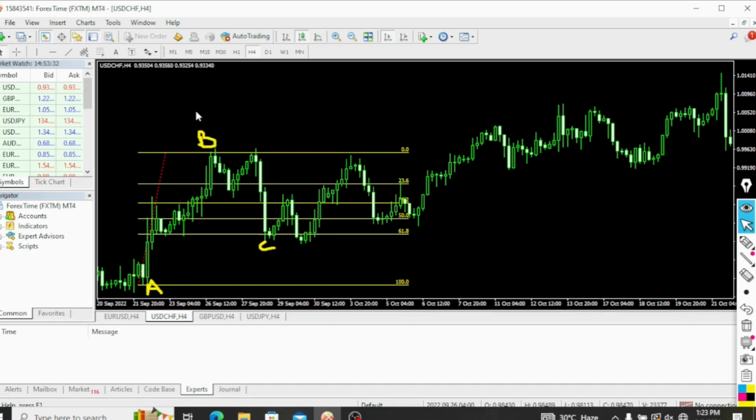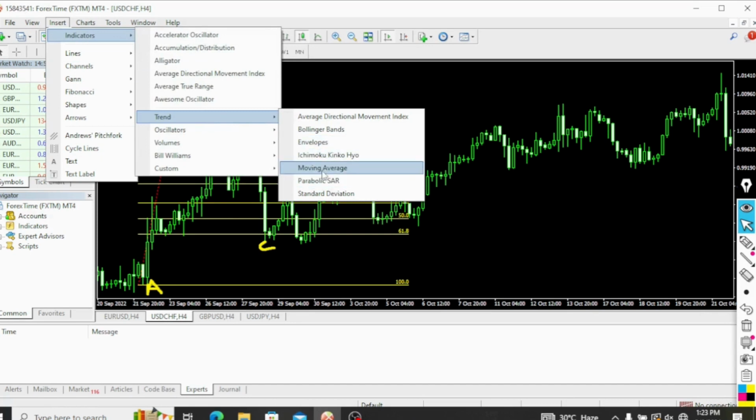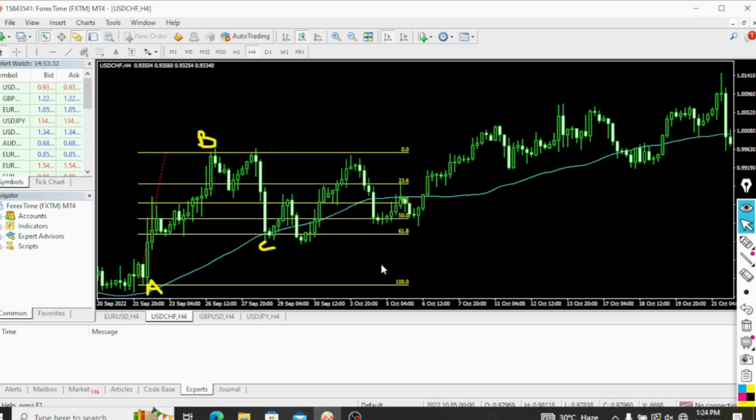Let me go to indicators, insert indicators, go to trend, then moving average, then you change it to 50, then click OK. This is my 50 moving average. Oh, that's great. As you can see, this point here, where I would have taken this trade, corresponds with the 50 moving average.